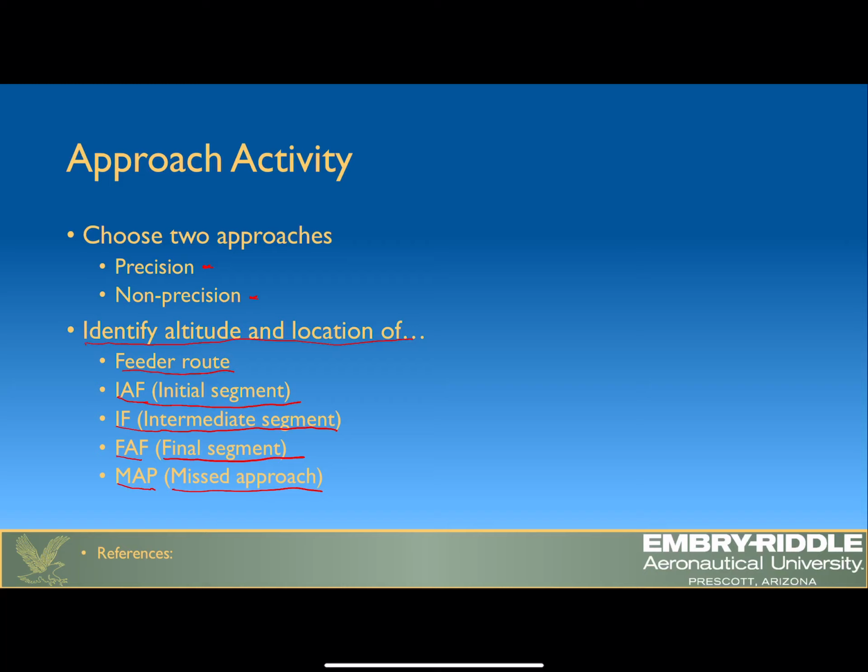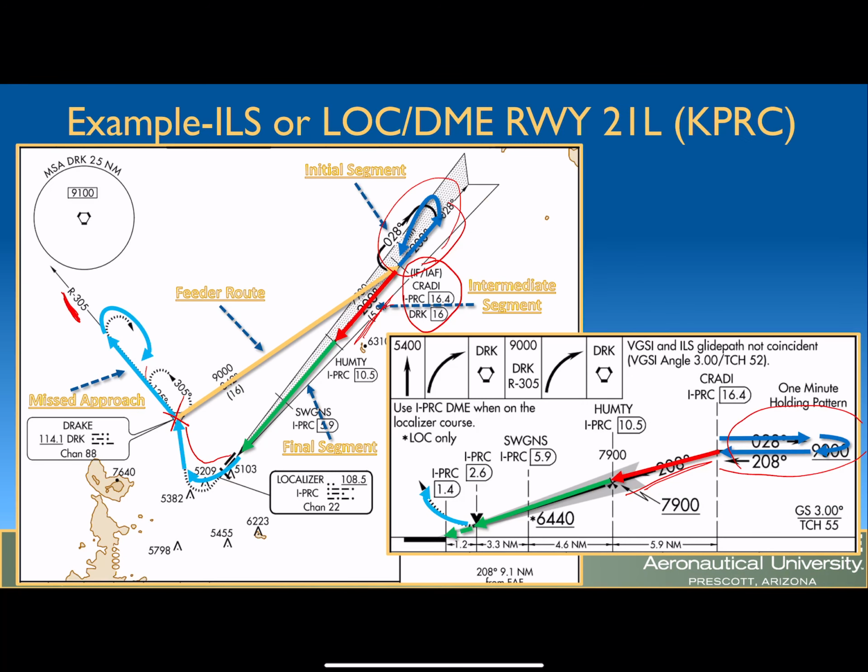Maybe you can use your iPad. In ForeFlight, you can change the color. So maybe do the same thing. Use blue for your initial segment. Your intermediate segment is red. Green is your final segment. And then missed approach, maybe make a different color.